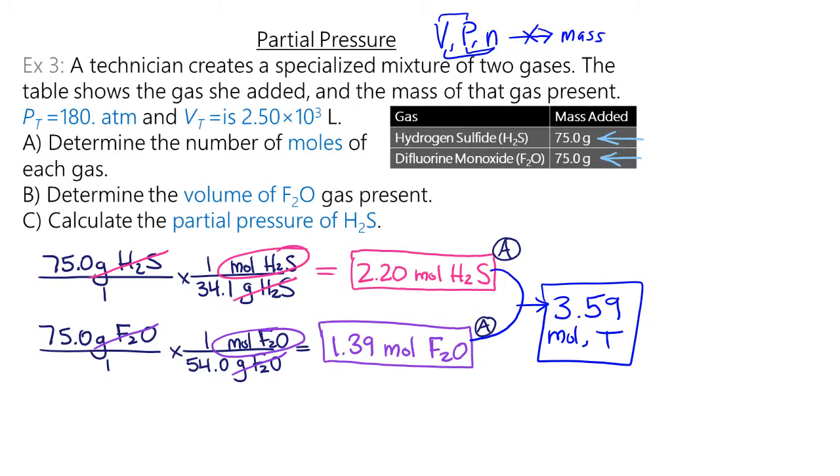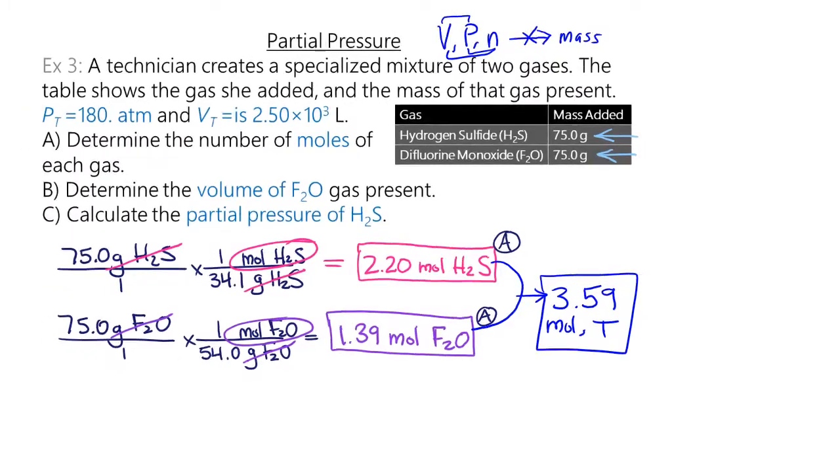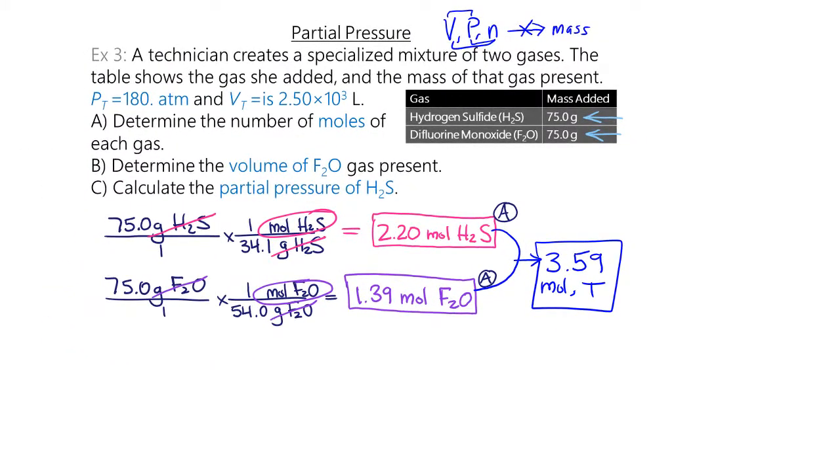Part B, determine the volume of difluorine monoxide that is present. So to determine the volume of difluorine monoxide present, we will use the parts over wholes idea again. There are 1.39 moles of F2O out of a total number of 3.59 moles.